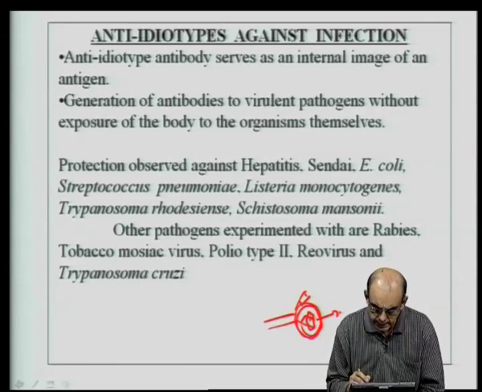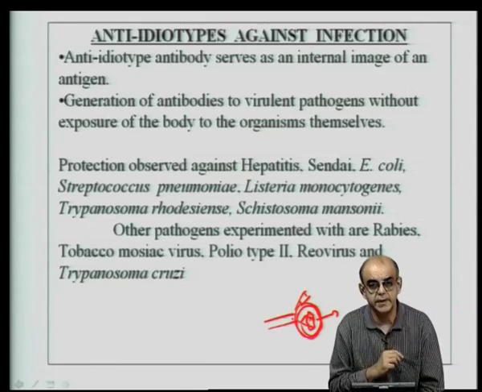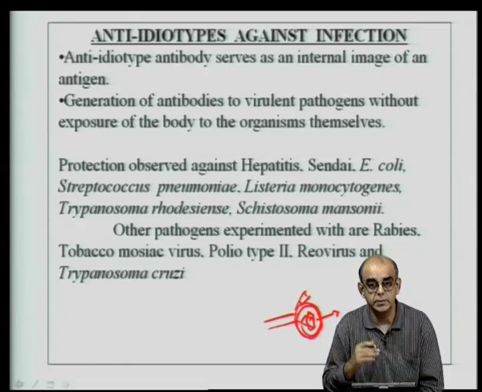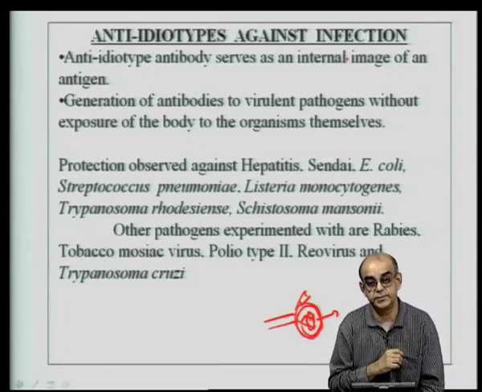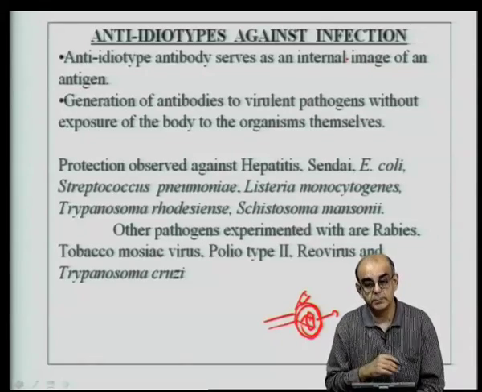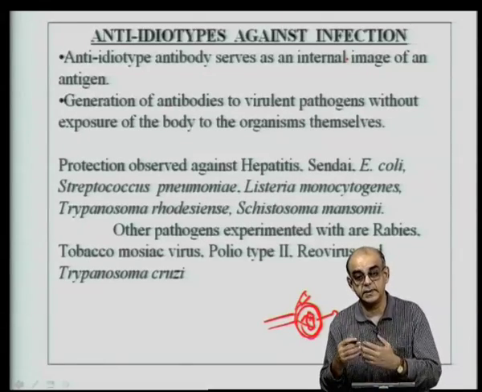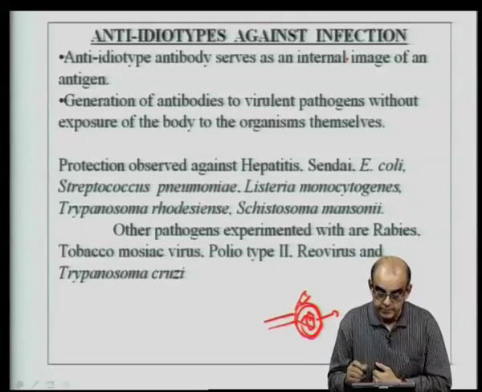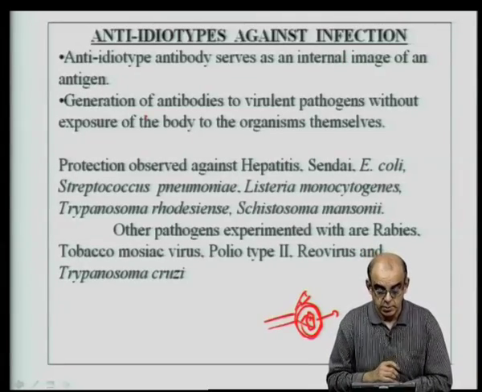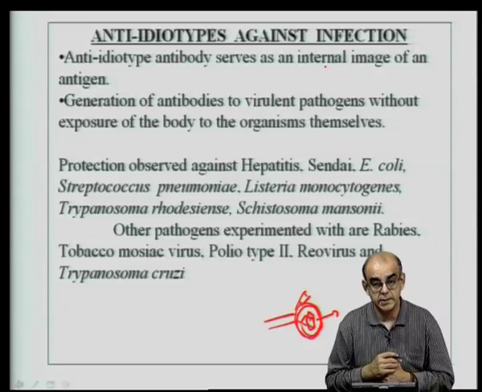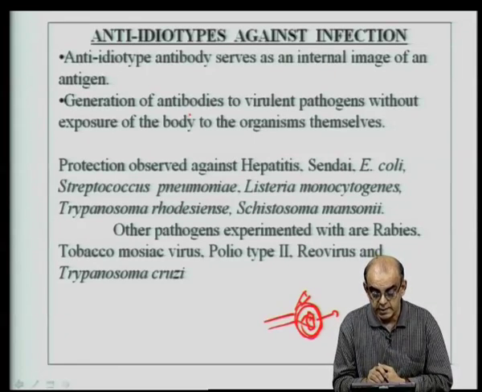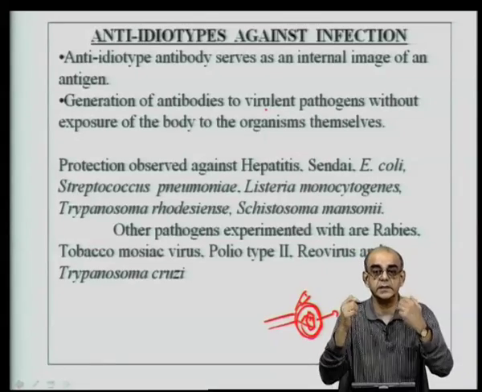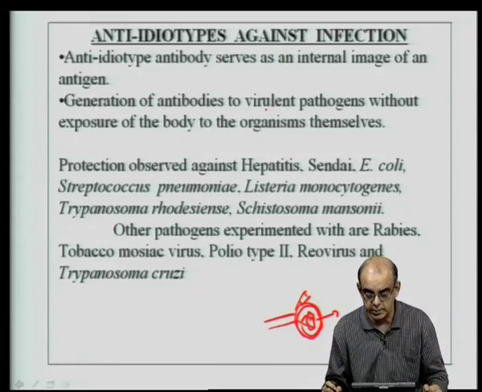So, if you make antibodies to these variable regions, they have found that many of these anti-idiotypes actually are surrogate antigens. In fact, many of these anti-idiotypes have been used to try and see how we can suppress allergy. But in the case of vaccination, you can use this as an internal image of the antigen and generate antibodies to virulent pathogens without using the pathogen itself. That is the advantage of using anti-idiotypes.